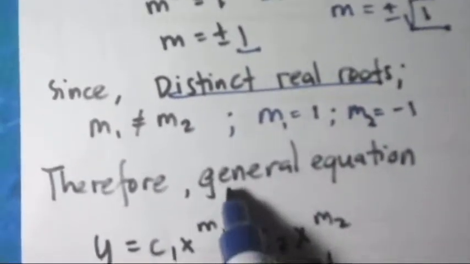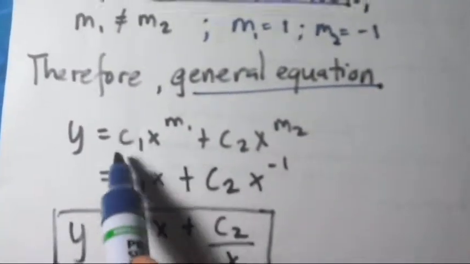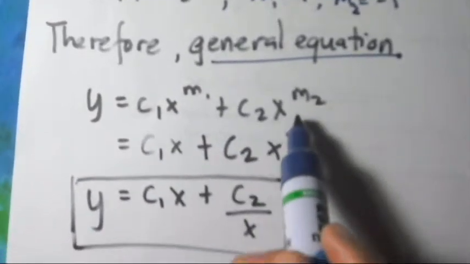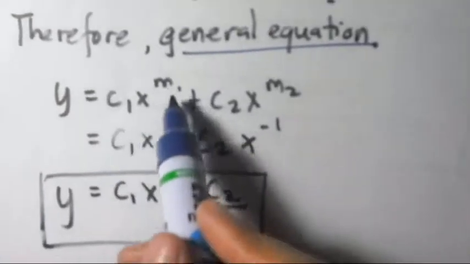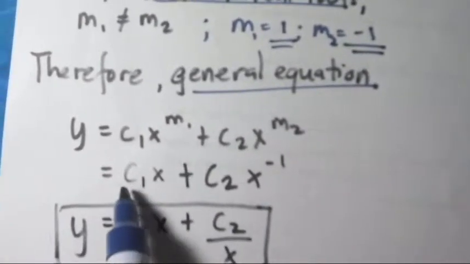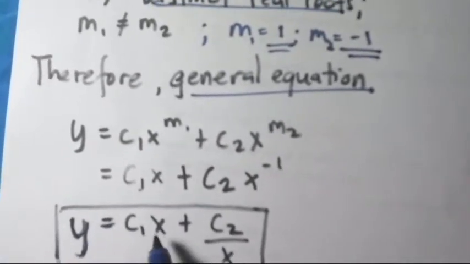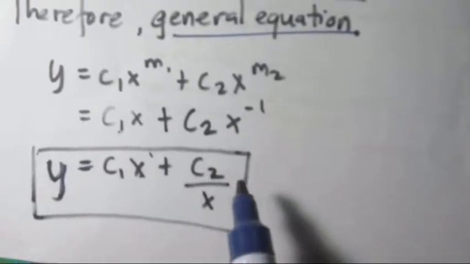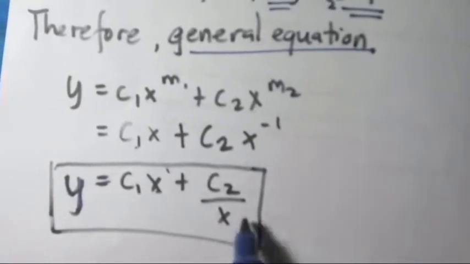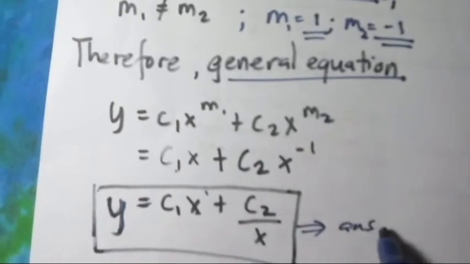For the general equation, having distinct real roots, we have y equals c1 x to the m1 plus c2 x to the m2. So therefore, we now substitute these two values of m into our general equation. We now conclude that y equals c1 x with an exponent of 1, plus c2 x to the negative 1, or c2 over x. So that's our answer. Thank you.